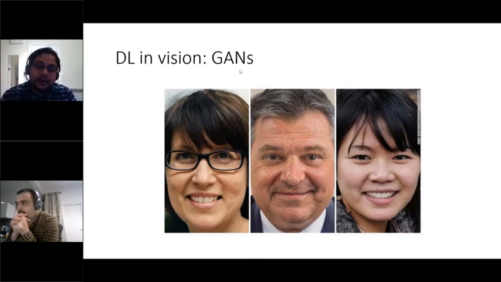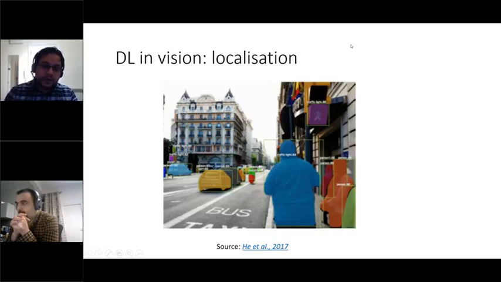Would you go back to the previous slide? This one? Is this a classification problem? This is a localization problem. It's a little bit more than classification. You need to recognize what this shape is and draw the bounding boxes. It's harder than classification.